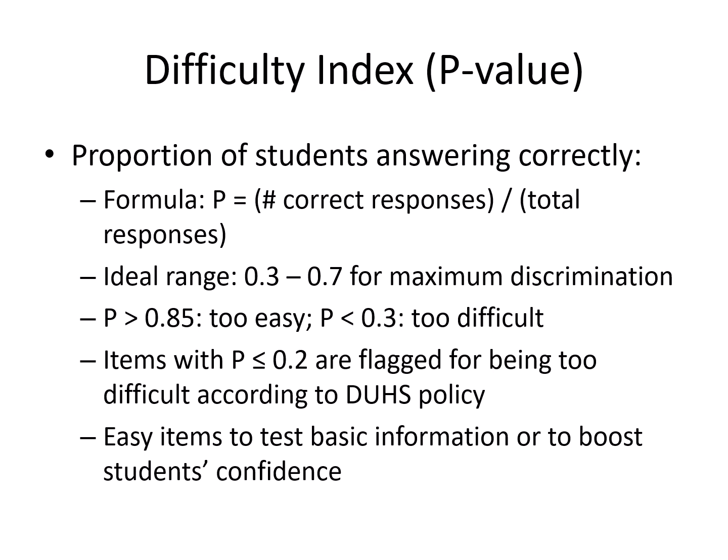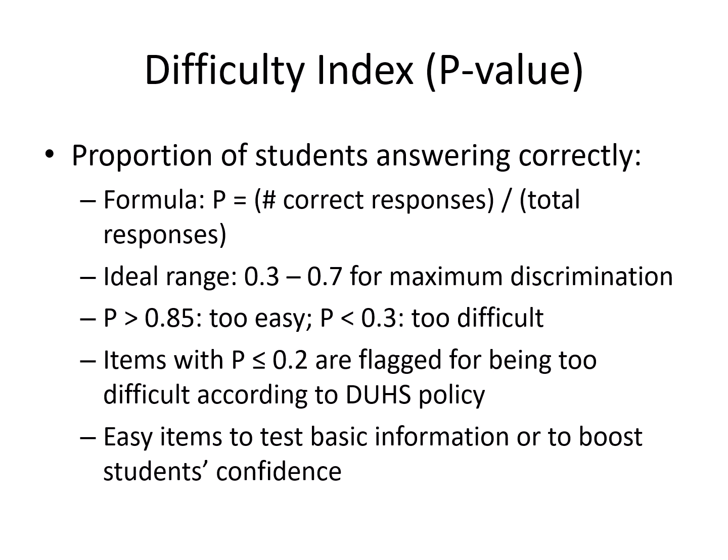Now we'll explore these metrics individually. So we'll start off with the difficulty index. The difficulty index represents the proportion of students that have answered the responses correctly. So the formula is that P is equal to the correct responses divided by the total number of responses. So what is the ideal range? The ideal range is considered to be around 0.3 to 0.7, which shows that there is maximum discrimination between high achievers and low performers.